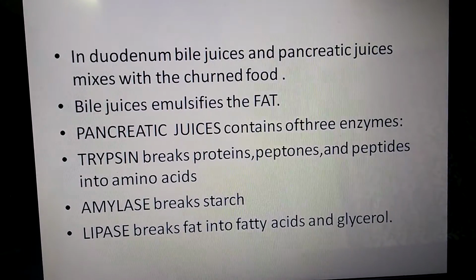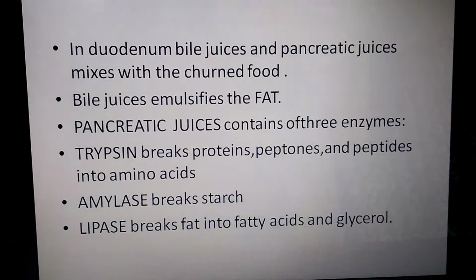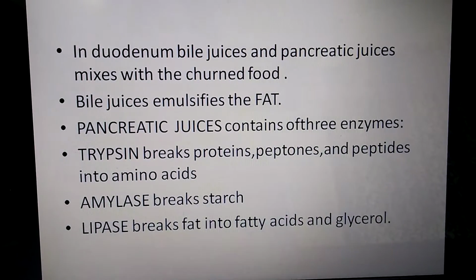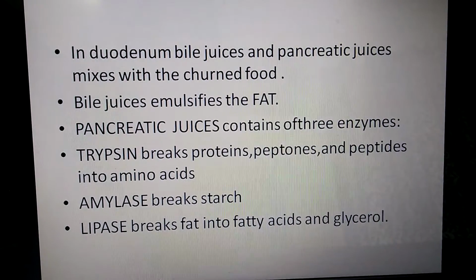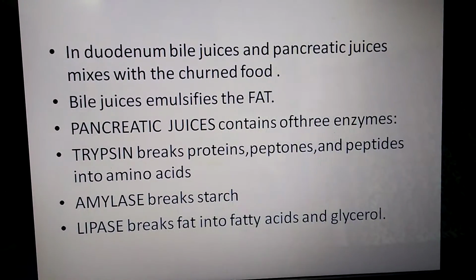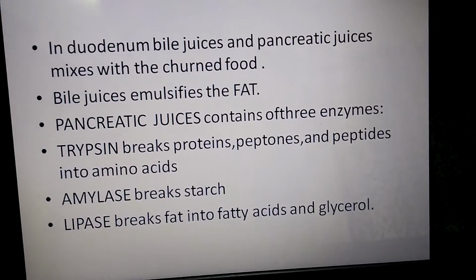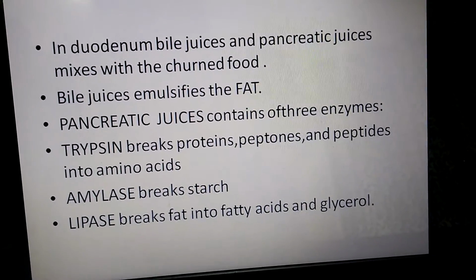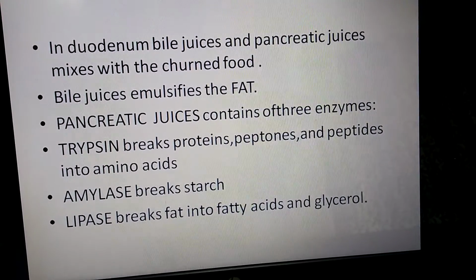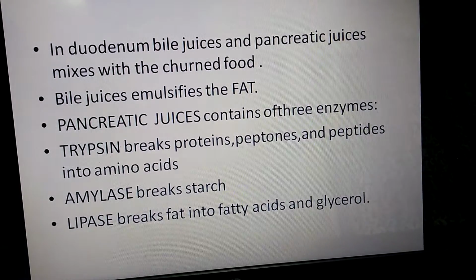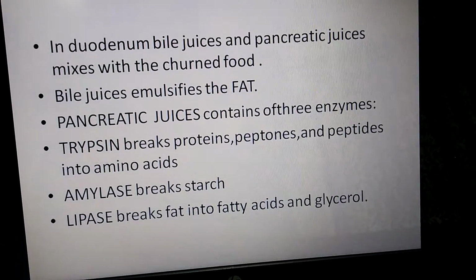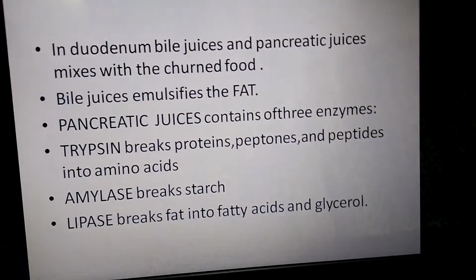Now, once the digestion of protein has started in the stomach, the food will move to the small intestine, and the first part of the small intestine is duodenum. In duodenum, bile juice and pancreatic juice mix with the churned food. The bile juice, which is stored in the gallbladder, emulsifies the fat molecules. The pancreatic juice contains three major enzymes: trypsin, amylase, and lipase. Trypsin digests protein into peptones, dipeptides, and amino acids. Amylase breaks starch, and lipase digests fat into fatty acids and glycerol.